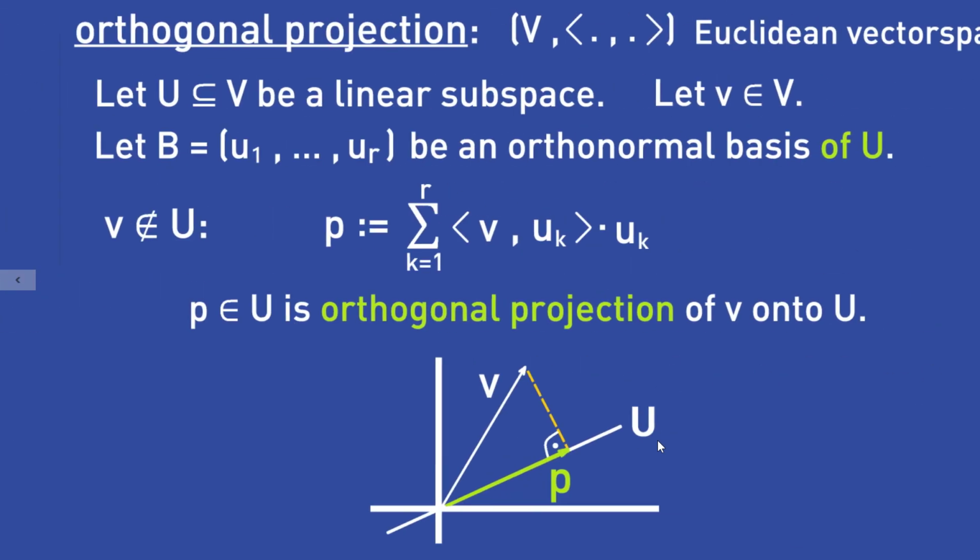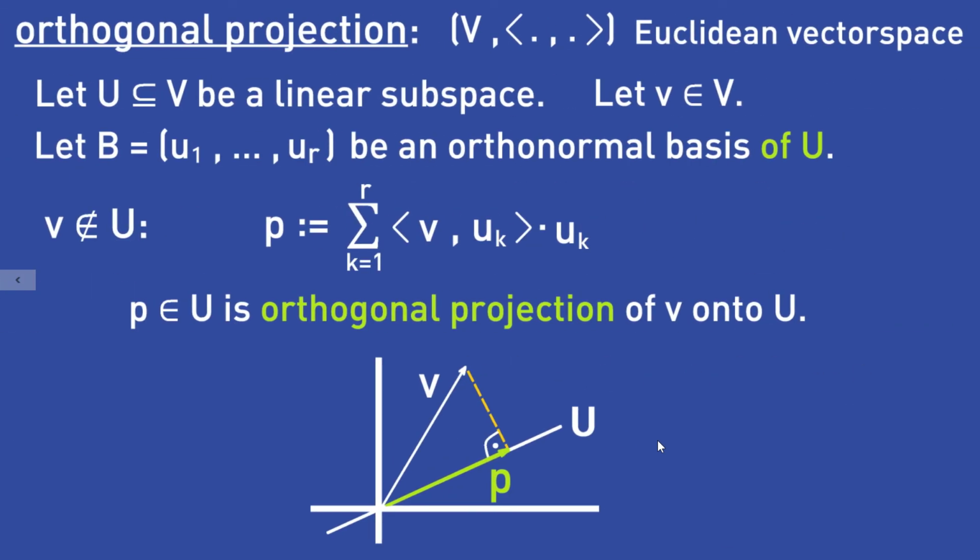Okay, I hope you are now able to calculate the orthogonal projection of a vector onto a linear subspace.